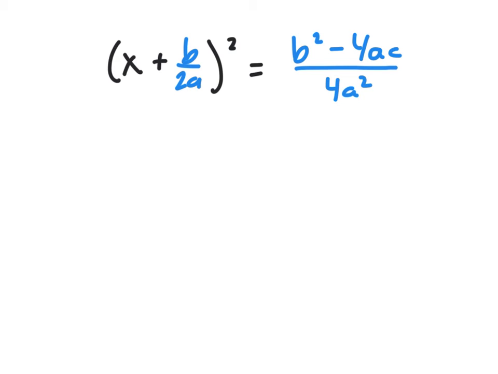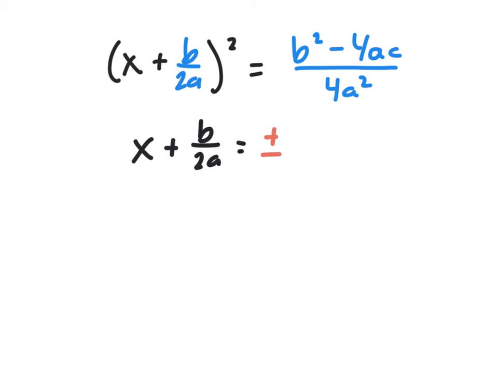So on the last screen we ended with the quantity x plus b over 2a squared equals b squared minus 4ac over 4a squared. And what I mentioned was if we want to solve for the thing in the parentheses, in this case it's x plus b over 2a, right? That's the quantity that's squared.